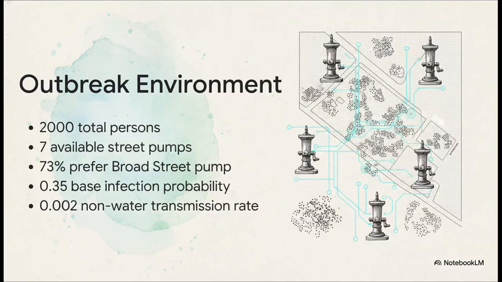To make this virtual slice of London as accurate as possible, the AI extracted precise parameters straight from Dr. Snow's original paper. Our simulator grid holds a population of 2,000 people, and there are 7 street pumps available. Now, crucially, the model assigns a 73% preference for the Broad Street pump's water among the locals. It also sets a base infection probability of 0.35 per exposure to that contaminated water. It even factors in a tiny non-water transmission rate of 0.002 per day. This is a brilliant detail because it respects Snow's own admission that a few cases might have actually spread through crowded, cramped dwellings rather than directly from the pump itself.